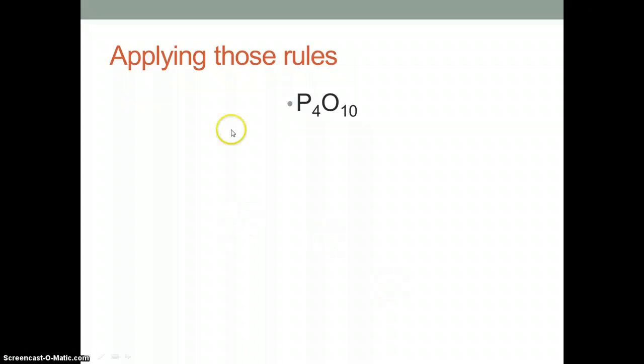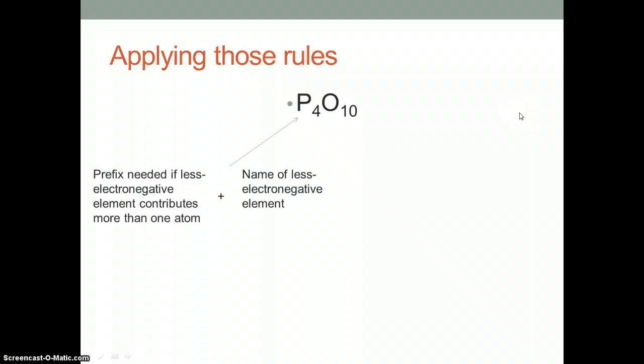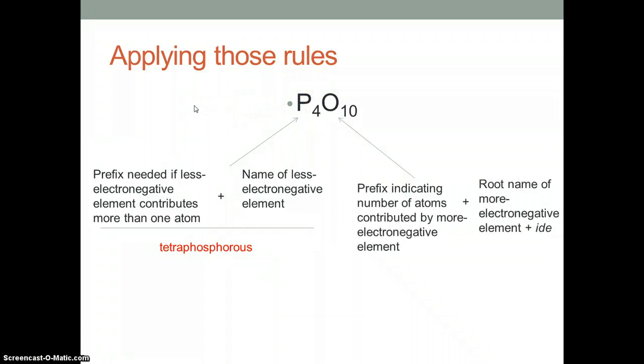So here we have P4O10. So first we take the first element, which is the less electronegative element, and we figure out the prefix for it, and then we give the name of the less electronegative element. So here we have 4, so that's going to be tetra, and P stands for phosphorus, so it'd be tetraphosphorus.